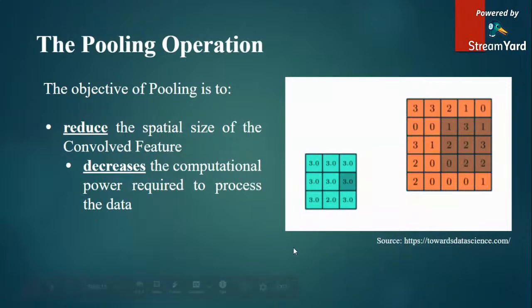There are two types of pooling operations. Max pooling and average pooling are the most prominent ones.